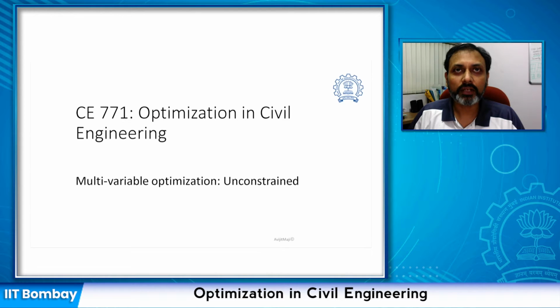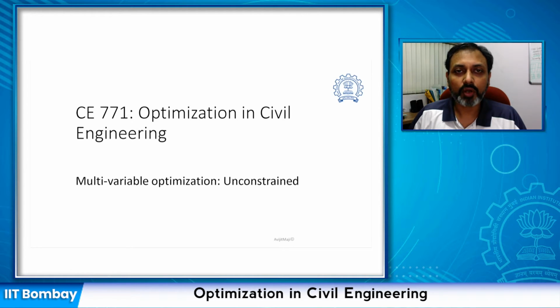Hello everyone, welcome back to Optimization in Civil Engineering. In the last class, we discussed single variable optimization problems. We also came to know about the necessary and the sufficiency conditions of the single variable optimization problem. We also discussed that the single variable optimization problem is not always sufficient for describing or solving various engineering problems.